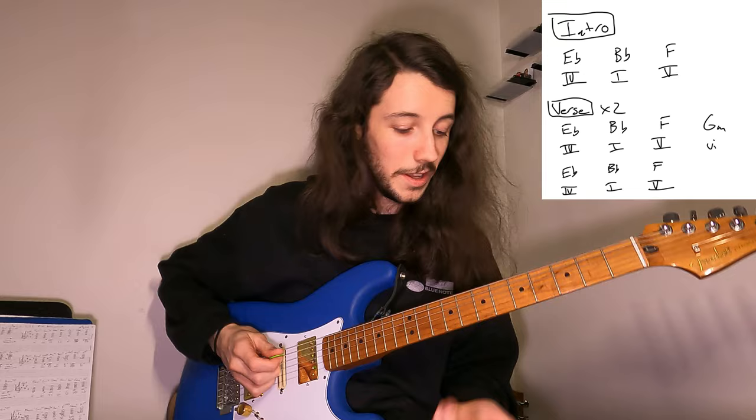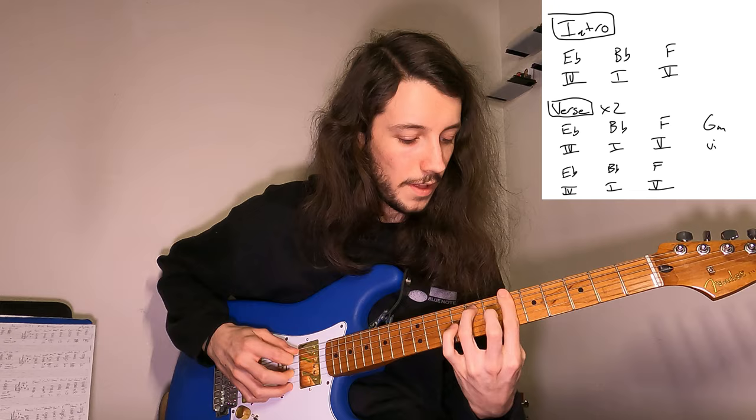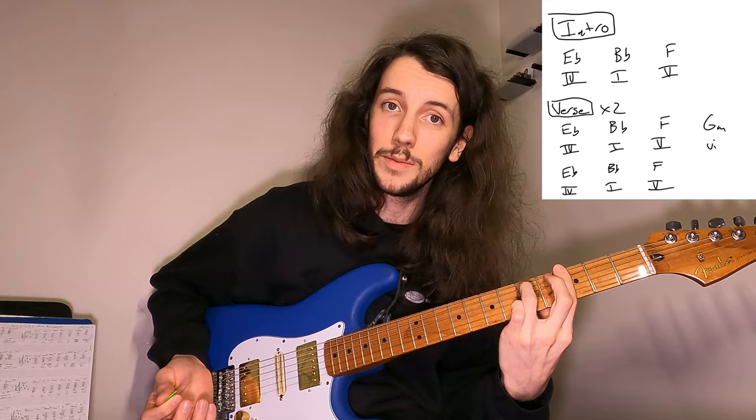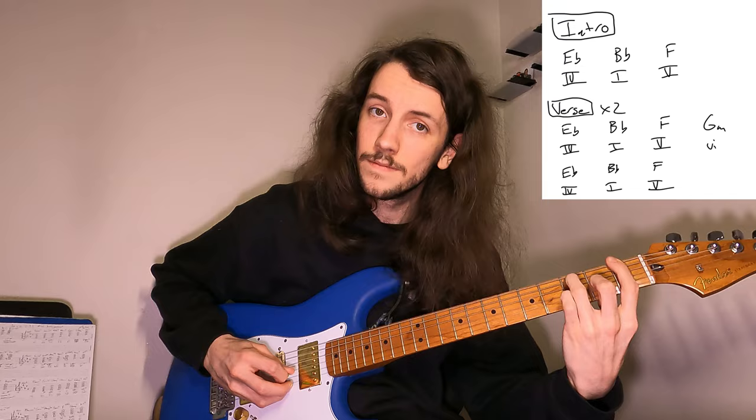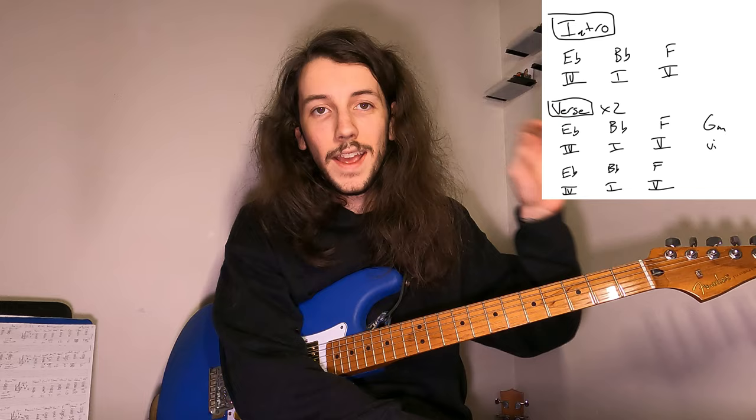So when the lyrics come in, this is the sequence that happens. It goes E flat, B flat, F to G minor, which is the sixth chord in B flat, and then it goes again. So I'm going to group that whole chunk: E flat, B flat, F, G minor, E flat, B flat, F. That's the chunk that I'm keeping in my head as the verse. And in this song, that happens twice once the lyrics come in and we're in the verse.